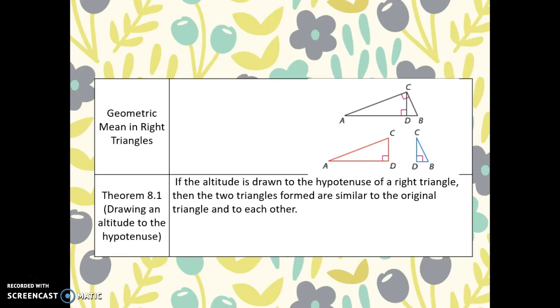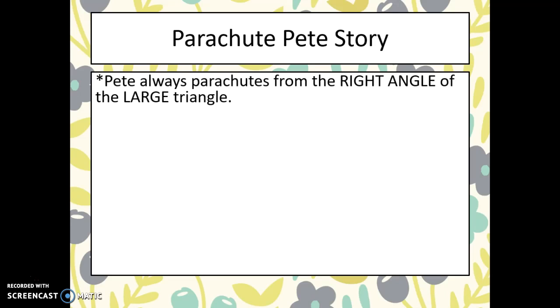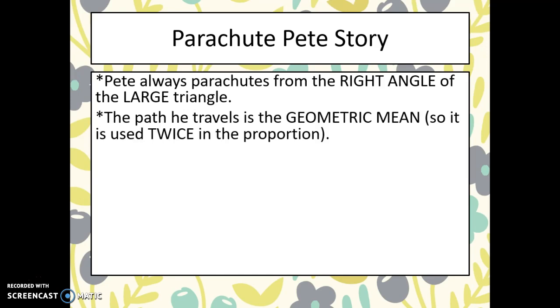But in order to do that, the best way is to use geometric mean, and we're going to be learning a story about Parachute Pete. So the Parachute Pete story is, I'm going to talk you through the steps first, then we're going to go through a visual. So Pete is always going to parachute from the right angle of the large triangle. The path he travels is the geometric mean. So that's the one that's used twice in the proportion, in the means of our proportion.